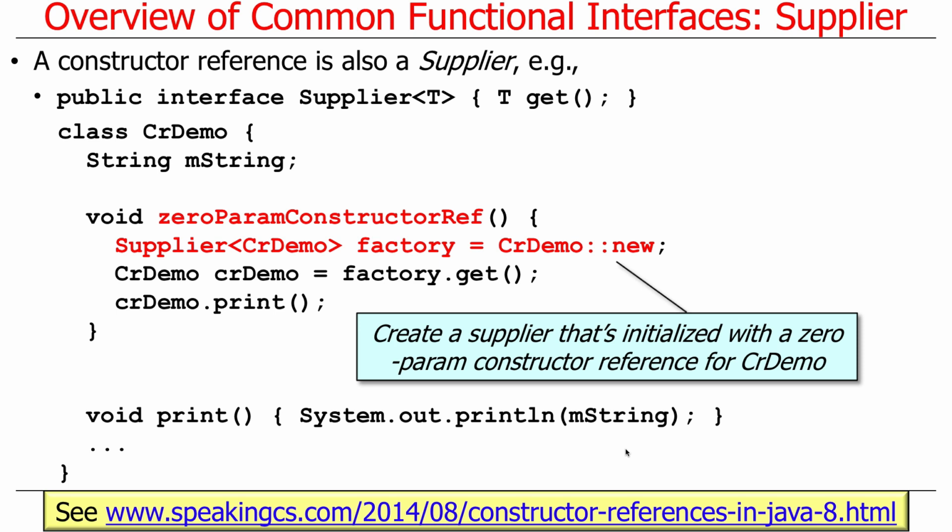Here's how we do this. We define ourselves a supplier. Remember, supplier is a generic class, so we have to instantiate it with something. We instantiate it with the CRDemo class, just to make it easy. We call this variable factory. You'll see why we call it factory in a second. And what we do is we initialize the factory supplier with CRDemo::new. CRDemo::new is the syntax in Java 8 for a constructor reference. And for this particular case, it's going to be the zero parameter constructor. That's a constructor that doesn't take any arguments, as the name implies. And you can learn more about constructor references at the link down here.